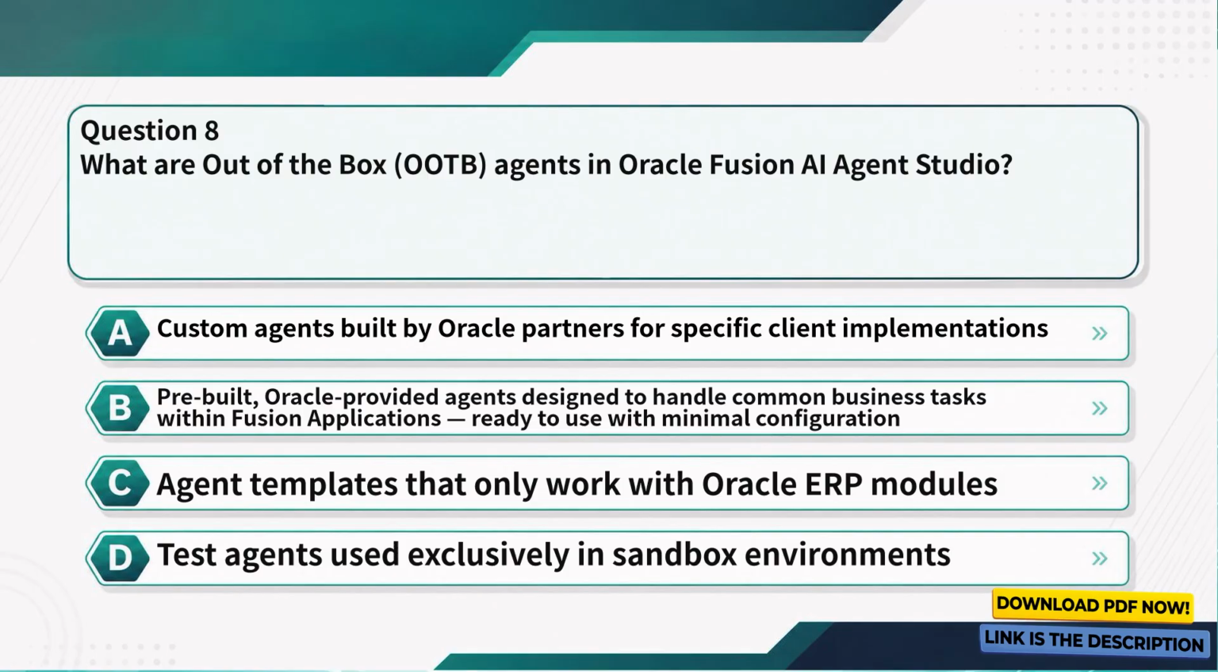Question 8. What are out-of-the-box OOTB agents in Oracle Fusion AI Agent Studio? A. Custom agents built by Oracle partners for specific client implementations. B. Pre-built, Oracle-provided agents designed to handle common business tasks within Fusion applications. Ready to use with minimal configuration. C. Agent templates that only work with Oracle ERP modules. D. Test agents used exclusively in sandbox environments.